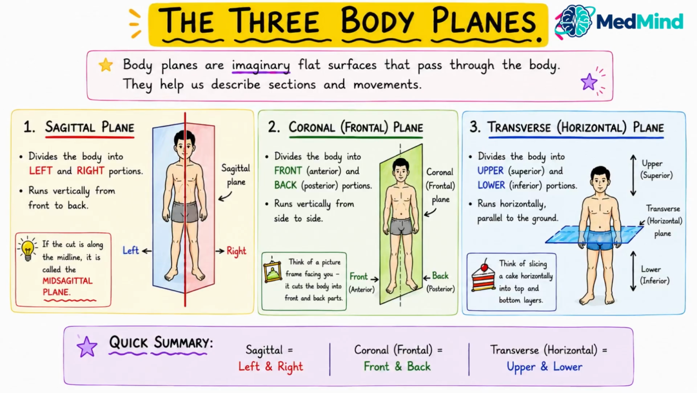The third plane is the transverse plane. It's also called a horizontal plane. This plane divides the body into an upper part called the superior and the lower part called inferior. Unlike the other two planes, the transverse plane runs horizontally, parallel to the ground. For example, imagine slicing a birthday cake into a top layer and a bottom layer. That's exactly how the transverse plane divides the body.